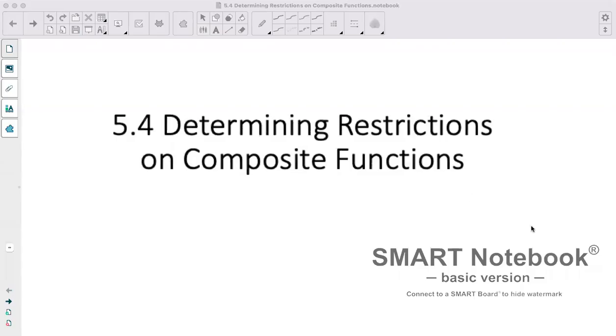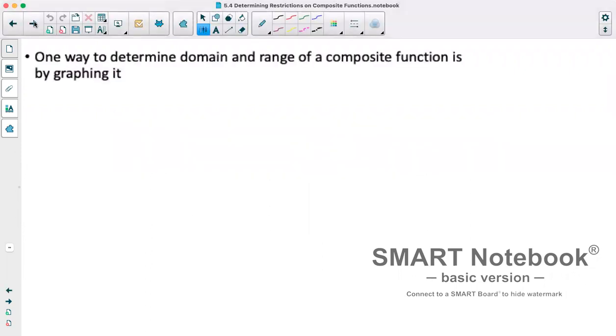Hi, today we are going over section 5.4, which is determining restrictions on composite functions. So we'll look a bit more at our composite functions and determine restrictions for them. So one way to determine domain and range of our function is to graph them.